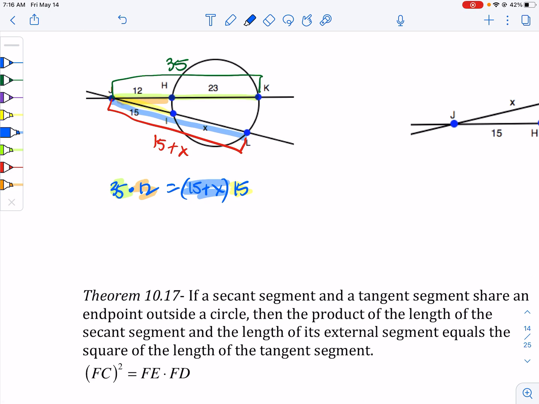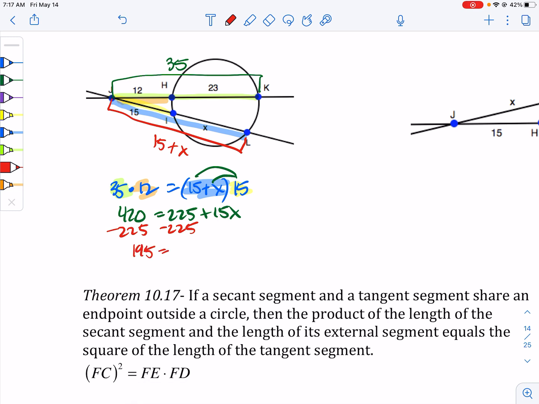So if we do 35 times 12, that gives us 420. Here we've got to distribute, so we do 15 times 15, which gives us 225, plus 15x. So we're going to subtract the 225, which gives us 195. So then we want to undo timesing by 15, so we're going to divide by 15. So then we get our x value is 13.